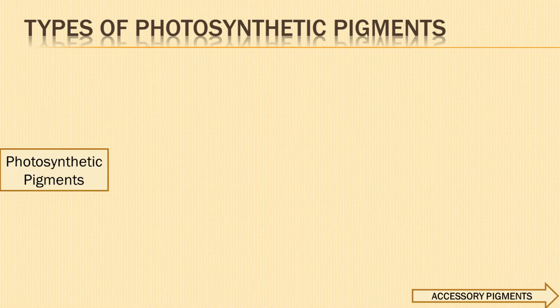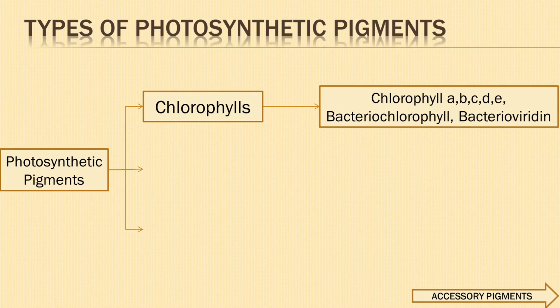Next, we shall learn about the types of photosynthetic pigments. Chlorophylls are the most important and abundant active pigment of photosynthesis. They are green in color. There are different types of chlorophyll. Chlorophyll A is present in all photosynthetic organisms.